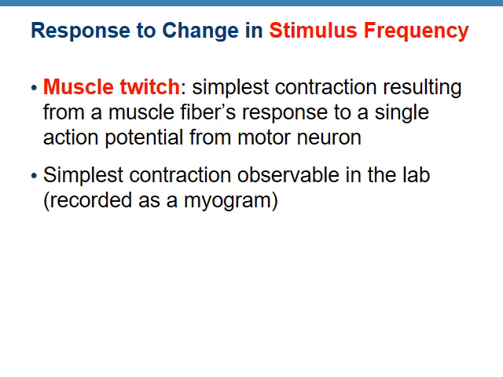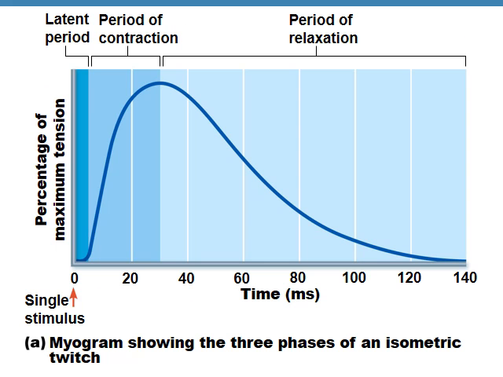Before we look at some examples of stimulus frequency, we have to go back and talk about something called a muscle twitch. A muscle twitch you've already seen before. You've seen the action potential generated as it goes from resting membrane potential and then eventually back to resting membrane potential. So a muscle twitch is the simplest contraction resulting from a muscle fiber's response to a single action potential. Simplest contraction that's observable.